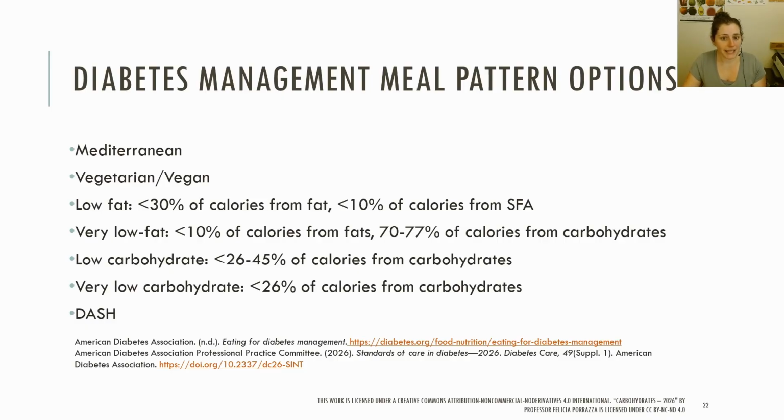Lastly is the DASH diet, or dietary approaches to stop hypertension. This has been shown to reduce the risk of diabetes, assist with weight loss, and reduce blood pressure. This includes fruits, vegetables, low-fat dairy, whole grains, poultry, fish, nuts, reduced saturated fat, red meat, sweets, and sugary beverages. It may also be lower in sodium.